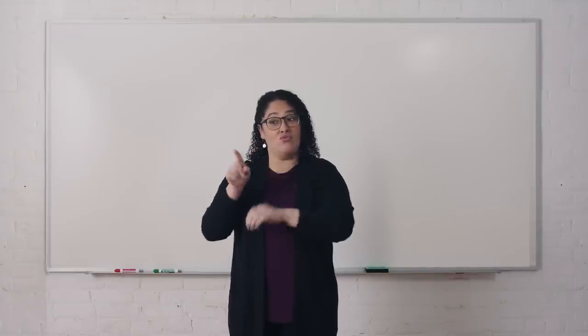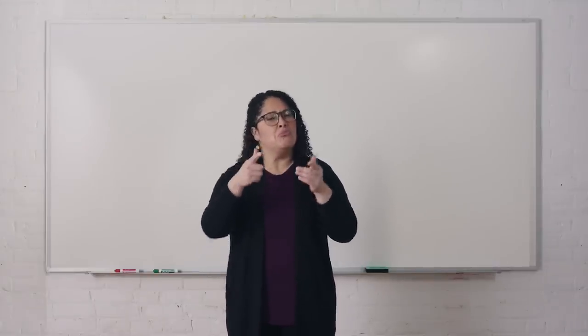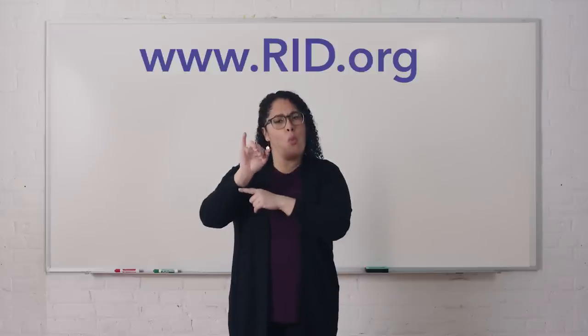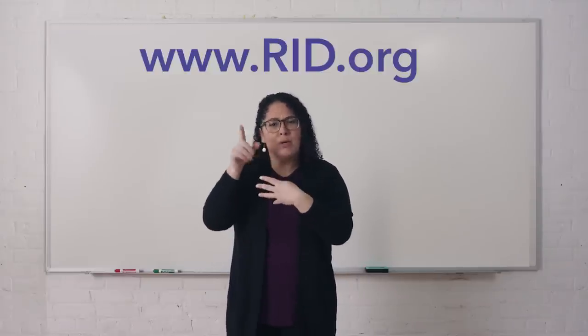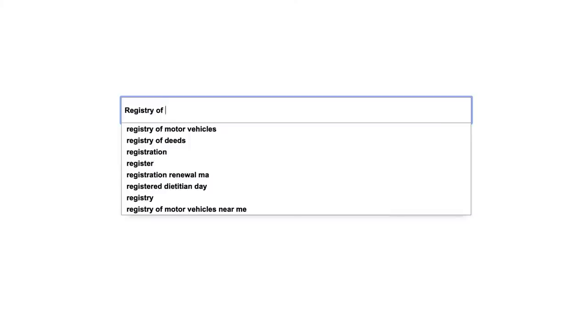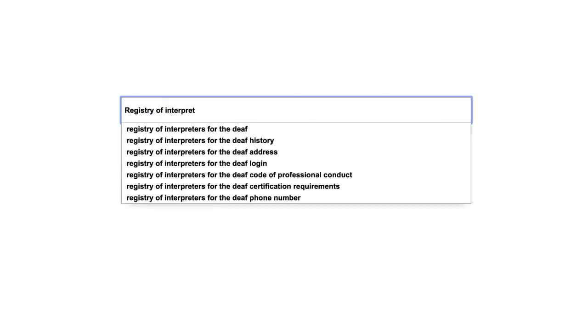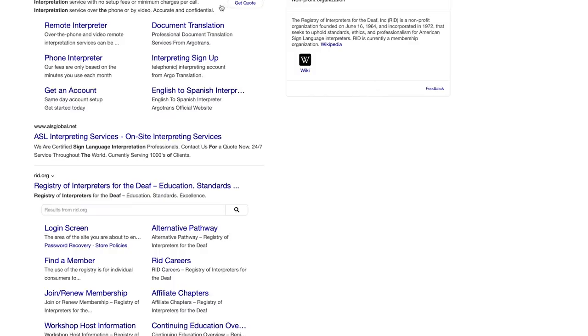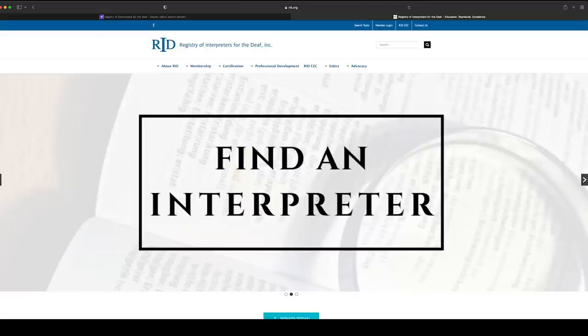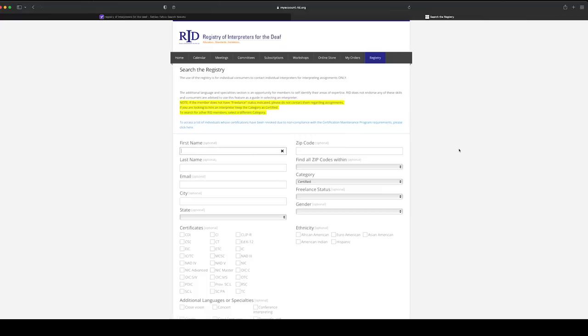If the patient does not have such preferences, you can use www.rid.org to search for certified ASL interpreters, deaf interpreters, and interpreting agencies in your state. A general online search for interpreting agencies in your state may also be helpful.